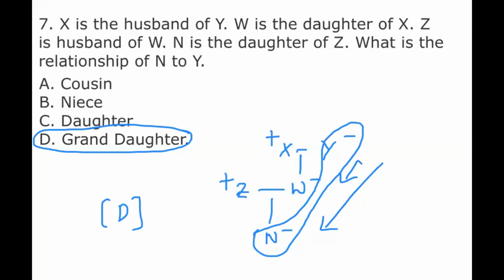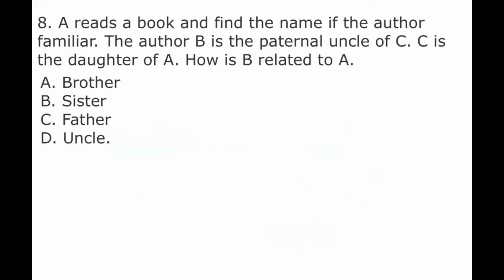Let's move on to 8th question. 8th question says, A reads a book and finds the name of the author familiar. The author B is paternal uncle of C. So there is C and paternal uncle means brother of C's father is B, isn't it? Will bear plus sign. We don't know what sign C will bear. Now C is the daughter of A. C is daughter, so C will be minus sign.